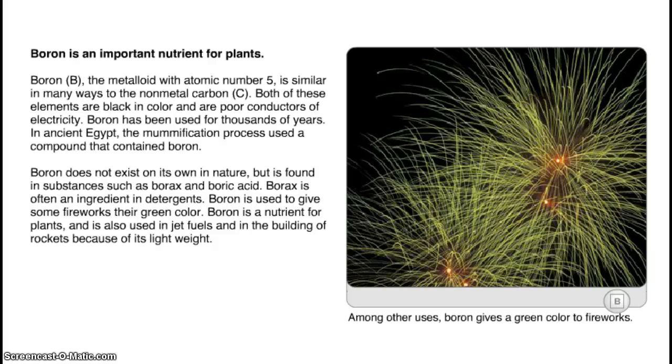Boron is an important nutrient for plants. Boron, B, the metalloid with the atomic number 5, is similar in many ways to the nonmetal carbon. Both of these elements are black in color and are poor conductors of electricity. Boron has been used for thousands of years. In ancient Egypt, the mummification process used a compound that contained boron. Boron does not exist on its own in nature, but is found in substances such as borax or boric acid.